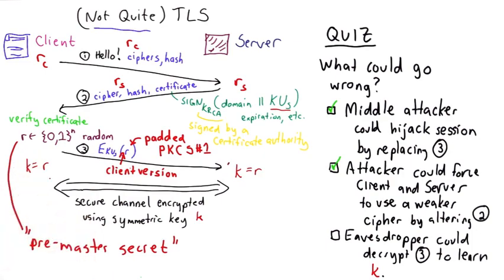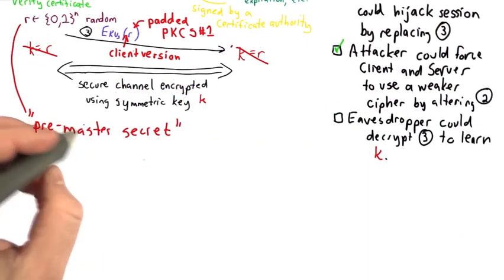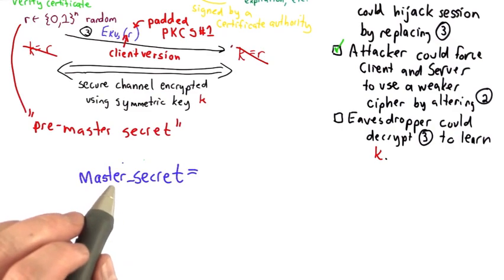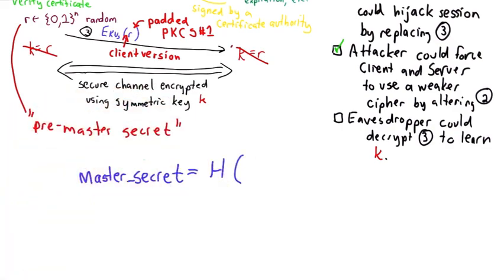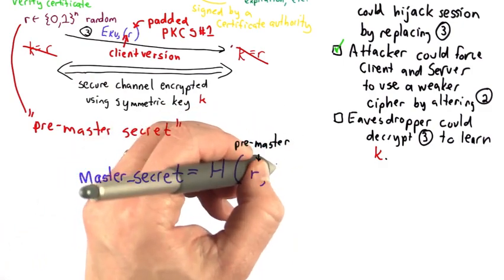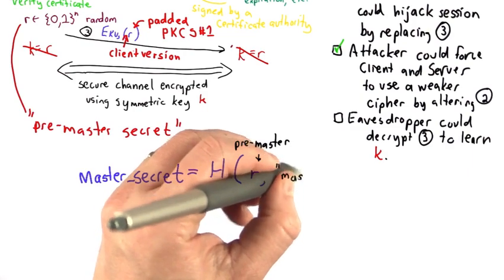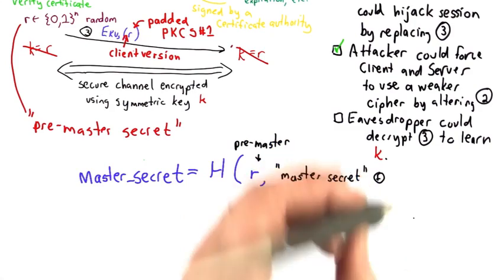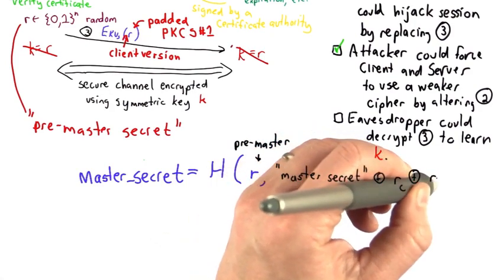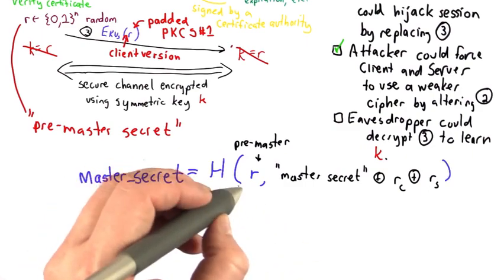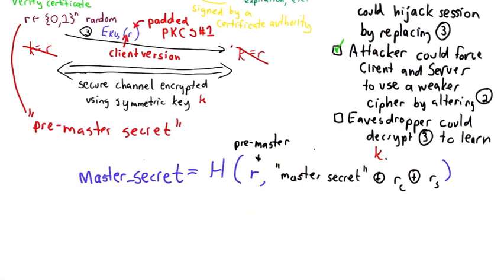So now, instead of making the key just R, the key is going to combine all of the randomness that we've used so far. The way we'll compute the key, which is now called the master secret, is by using a pseudo-random function. This is like a hash function, where the inputs are the pre-master secret, that's R, and also a label, which just identifies this as the master secret, combined with the value of RC, the client's randomness, and the value of RS, the server's randomness. And H is a way of using a combination of hash functions where it takes a key as well as the value that you're hashing.